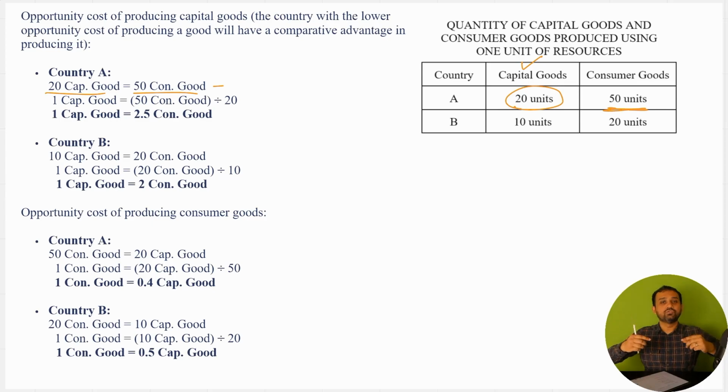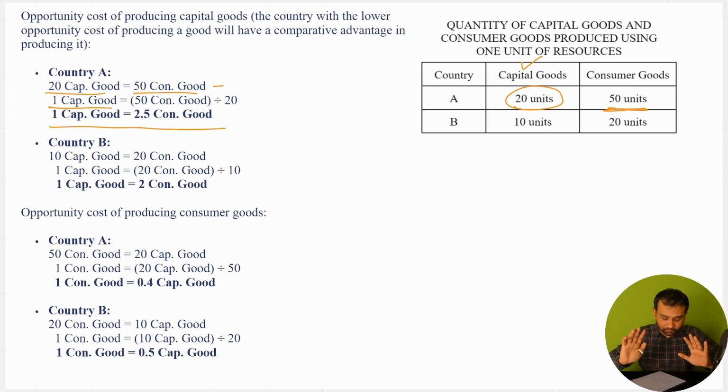Now we will convert it to how much consumer good country A gave up when it produced 1 capital good. Now you may ask, why am I converting it to 1 capital good? The reason is you need to see the opportunity cost of country B as well, so you have to compare with the same unit. That's why we have converted it to 1 unit. All right. So 20 capital goods is equal to 50 consumer goods for country A. With simple mathematics, 1 capital good is 50 consumer goods divided by 20, which is 2.5 consumer goods. This is the opportunity cost of country A to produce 1 unit of capital good. When it produces 1 unit of capital good, it gives up the chance to produce 2.5 units of consumer good.